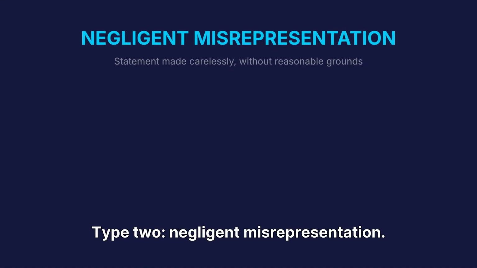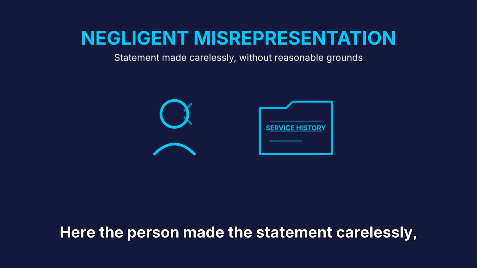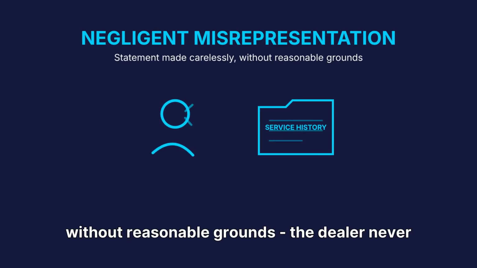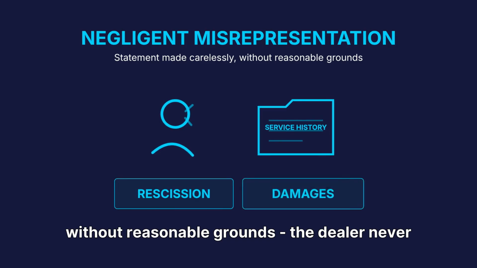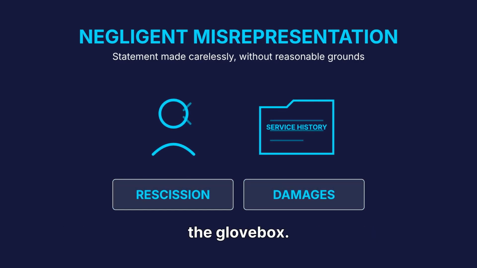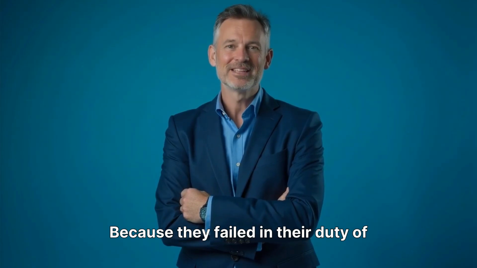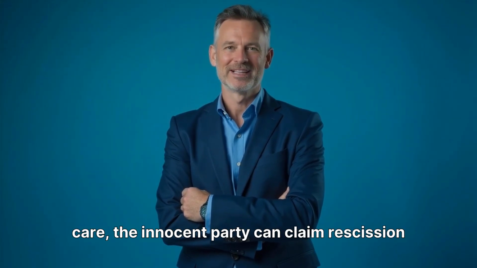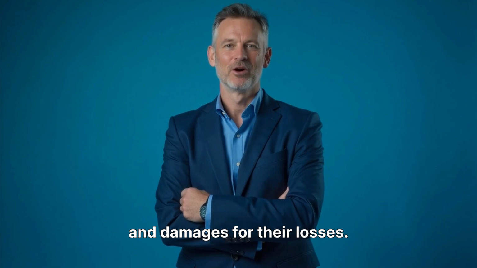Type 2. Negligent misrepresentation. Here, the person made the statement carelessly, without reasonable grounds. The dealer never bothered checking the service history sitting in the glove box. Because they failed in their duty of care, the innocent party can claim rescission and damages for their losses.